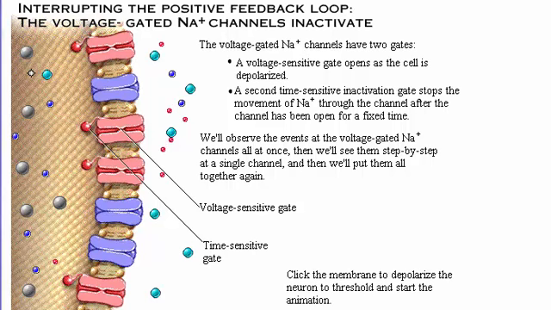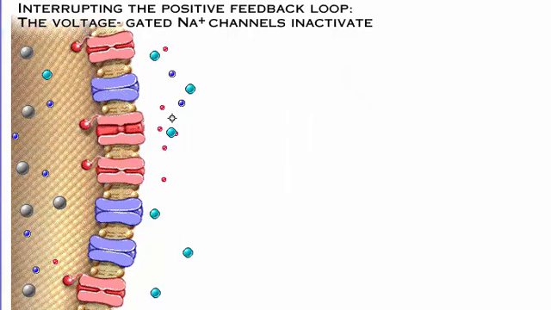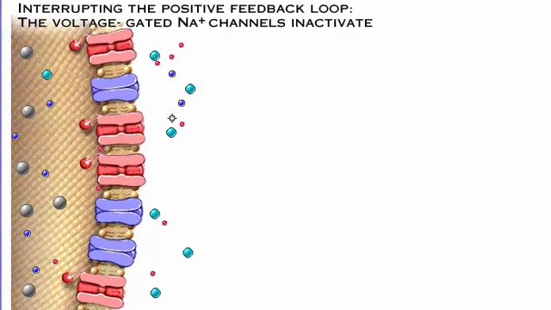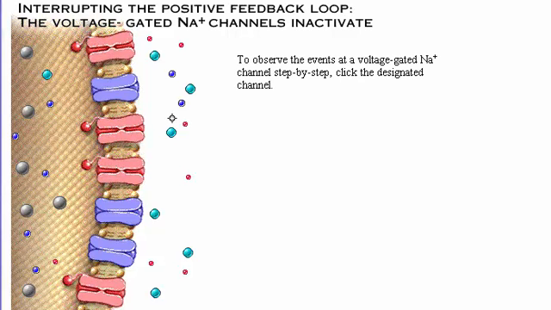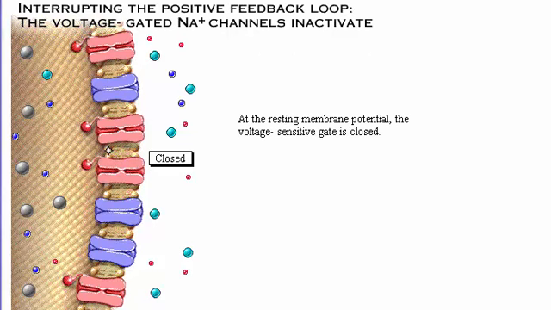Click the membrane to depolarize the neuron to threshold and to observe the events at a voltage-gated sodium channel step by step, click the designated channel. At the resting membrane potential, the voltage-sensitive gate is closed. Click the channel again.